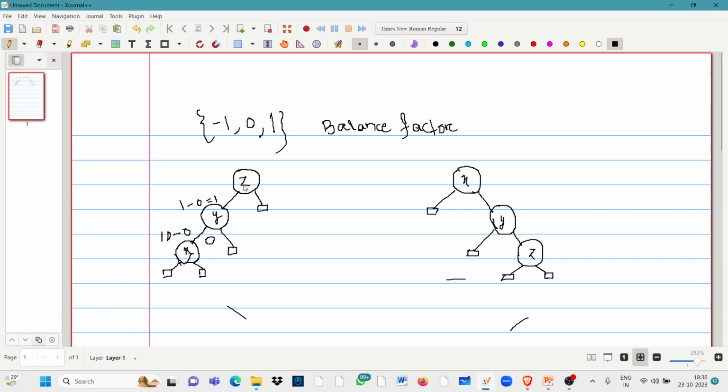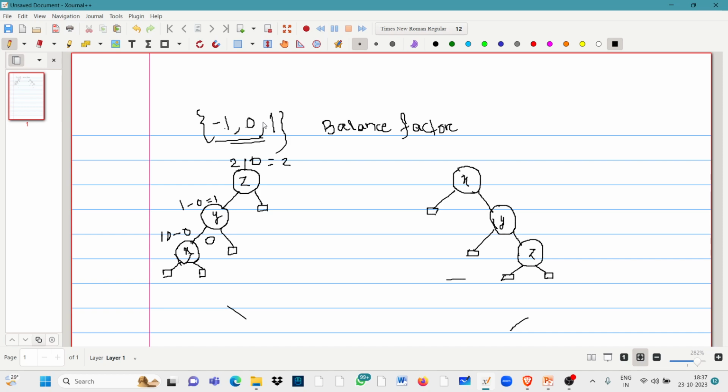But while coming to this one, right hand side is 0, left hand side is 2, so 2 minus 0 it is equal to 2. Okay, so 2 is not there in this list, that means you see minus 1, 0 and 1 is allowed. It can be 0, no problem, it can be minus 1 or it can be plus 1, but here it is 2, so it is not balanced. Okay, so when you add this number Z, it is not balanced.